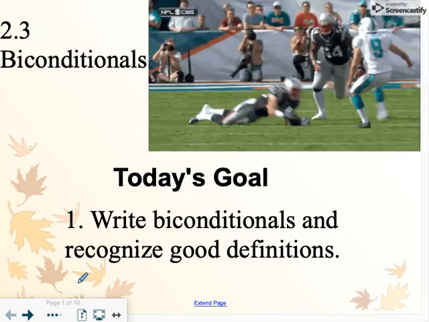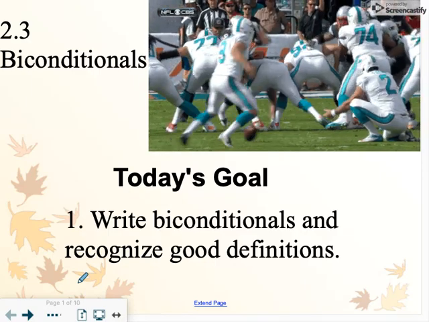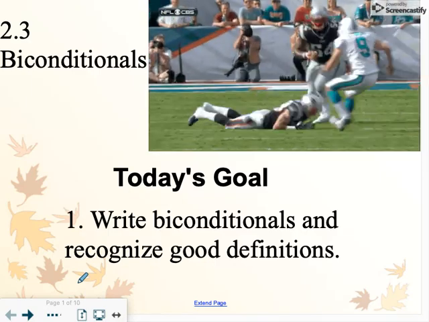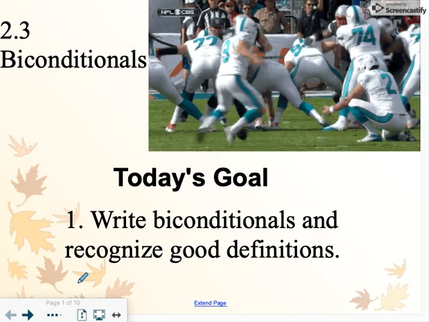So again, like all other videos, make sure if you need to pause it whenever you need to, catch up with the work, and then move forward.